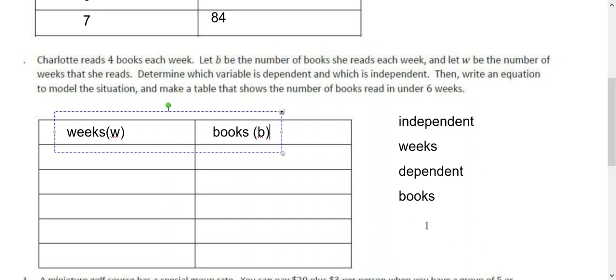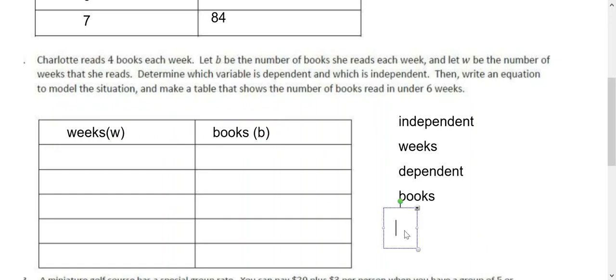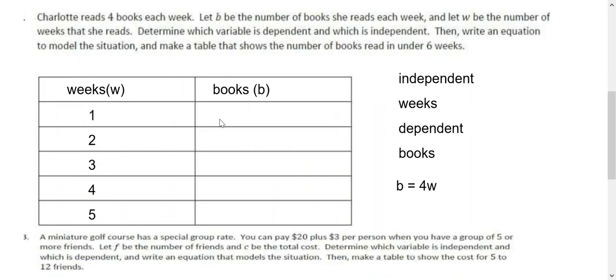So it says that she reads 4 books per week. So B equals 4W because it's 4 books per week. Okay, so then you go through 1, 2, 3, 4, 5. And then over here, it's going to be 4, 8, 12, 16, and 20.